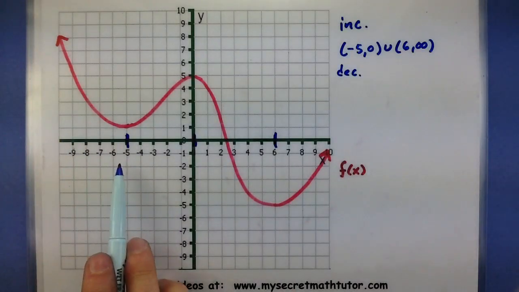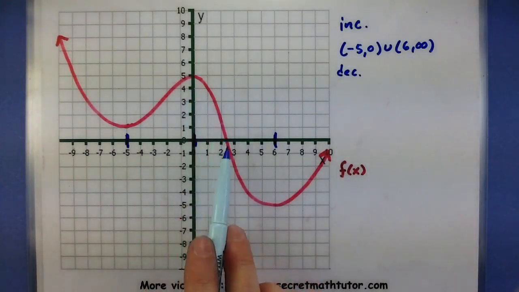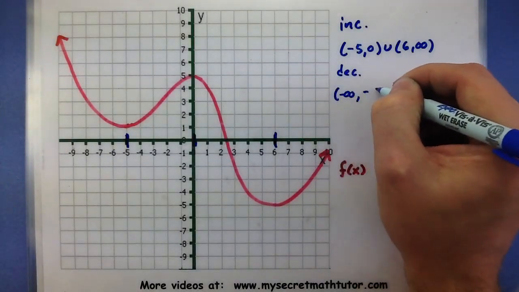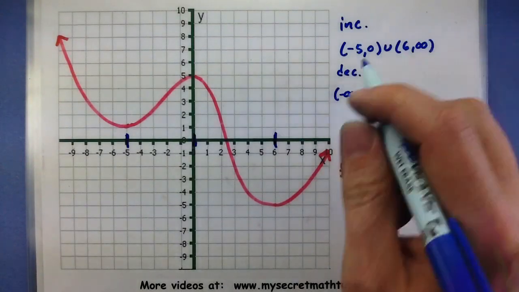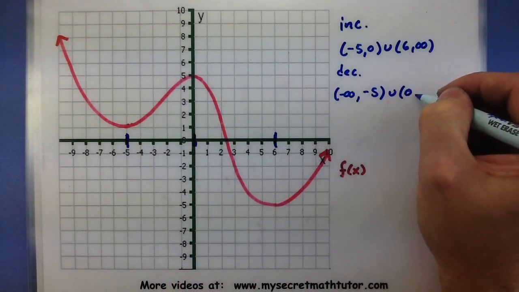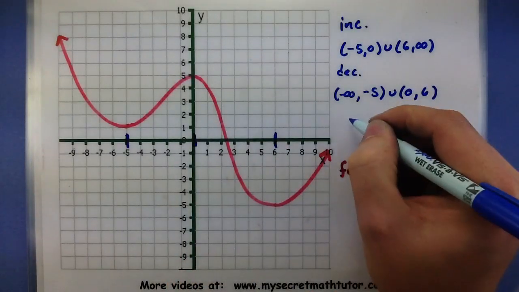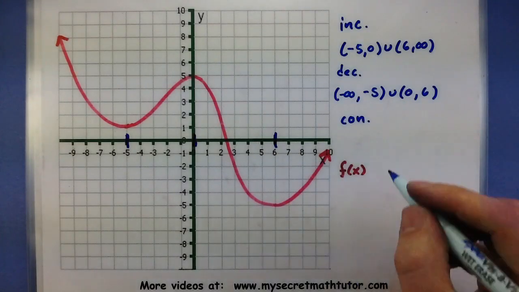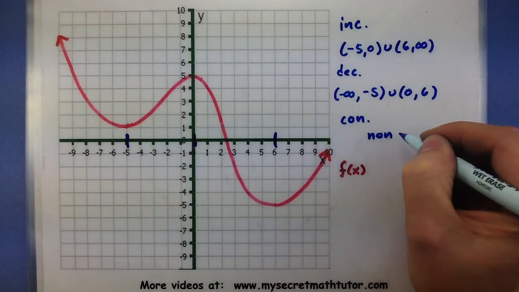So it's decreasing here, -infinity up to -5, and from 0 to 6. As for places that this stays constant, I'm going to say none.